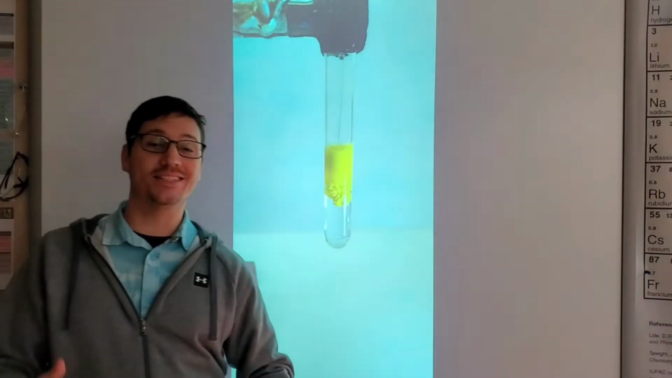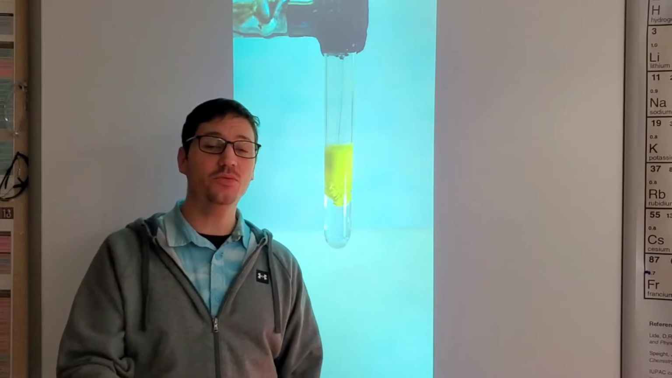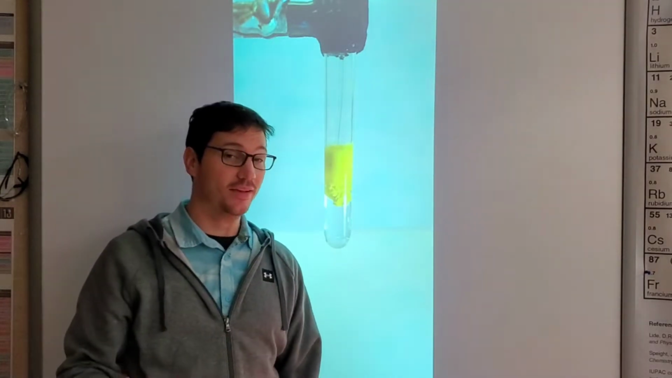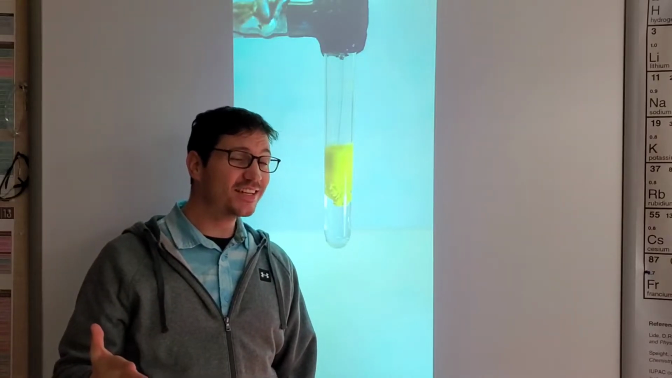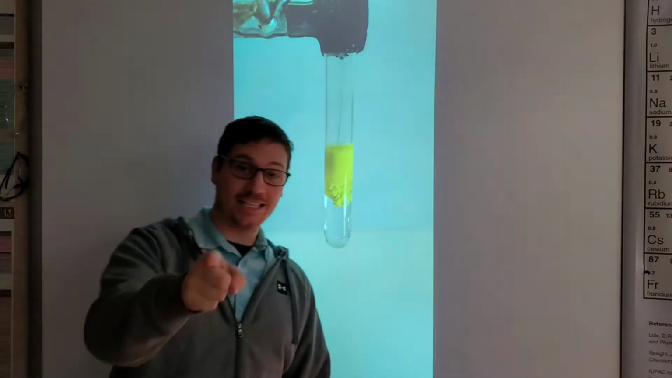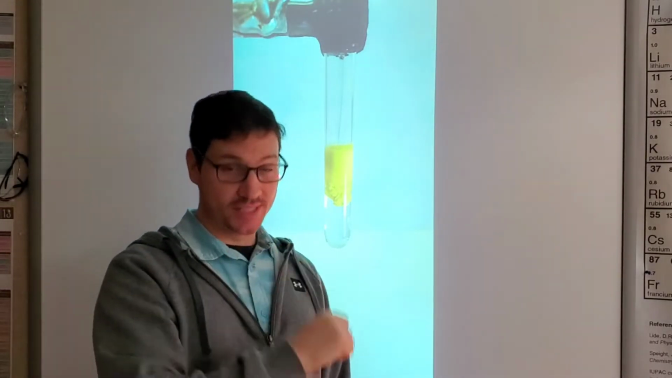I'm just curious, do any of you know what the word for this cloudy stuff is? It starts with a P. Yes, absolutely. It's a precipitate.